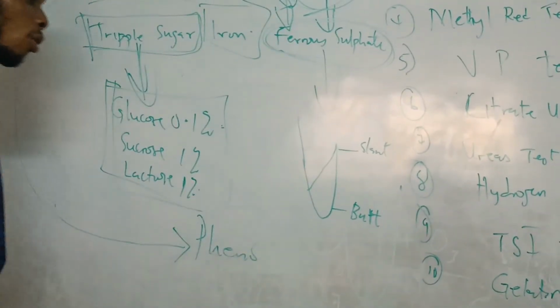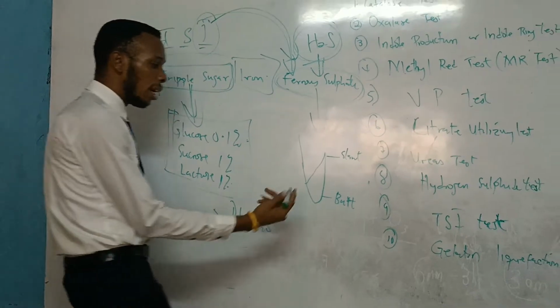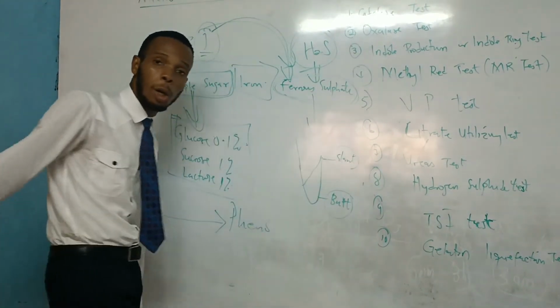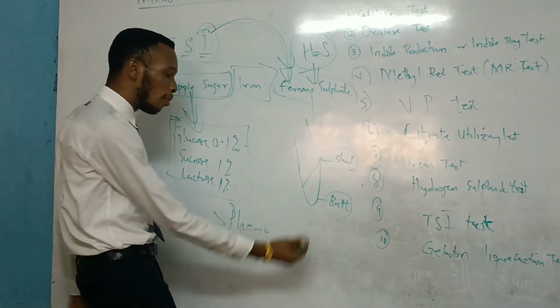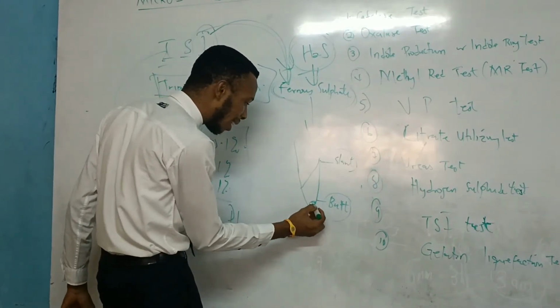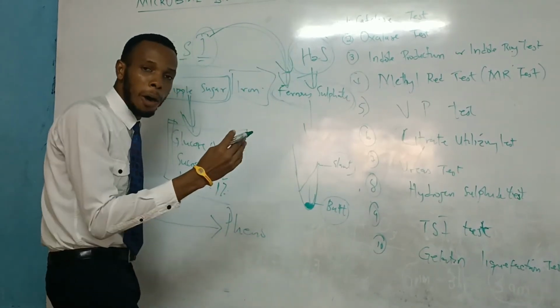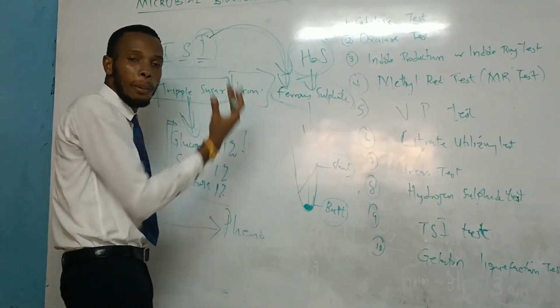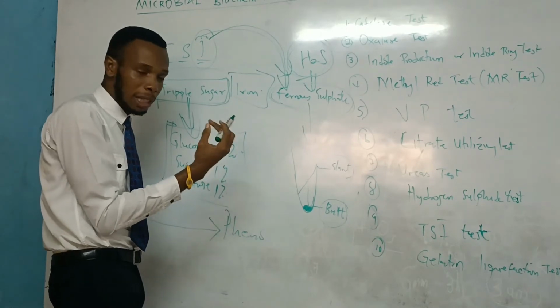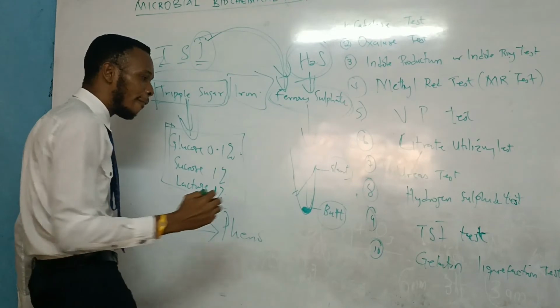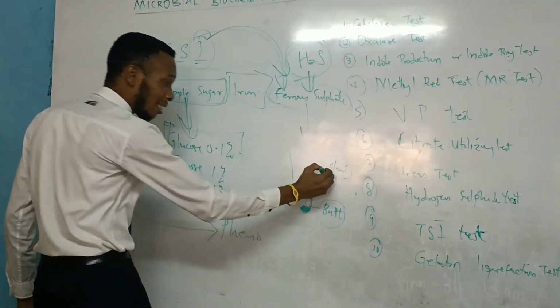Now, in E. coli, what usually happens is that it gives us both the slant and the butt a yellow coloration. And most times, a gas is produced, whereby the agar is pushed or dislocated upwards a bit. That simply means they have fermented both the slant and the butt.